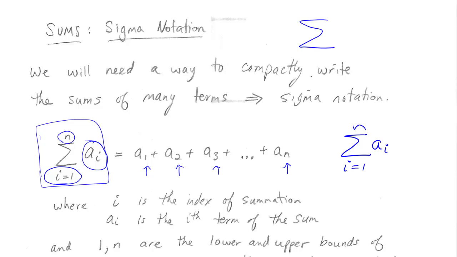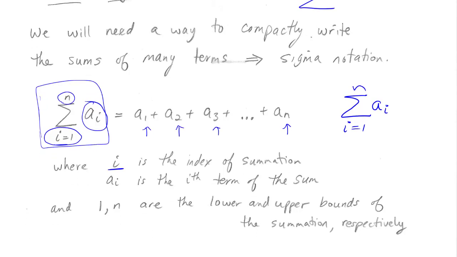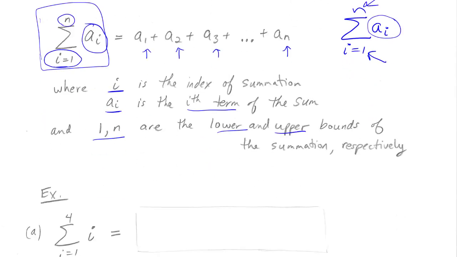This i is the index of the summation. a_i is the ith term of the summation. 1 and n are the lower and upper bounds of the summation respectively, starting at 1 lower and going to n. And a_i is our general ith term. So all these terms are going to look very similar. They're just going to be different potentially based on what i is, what number term this is.